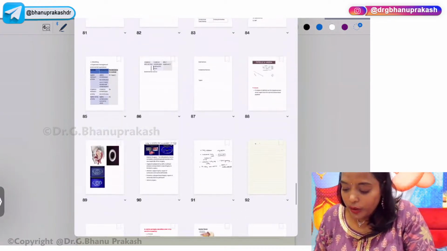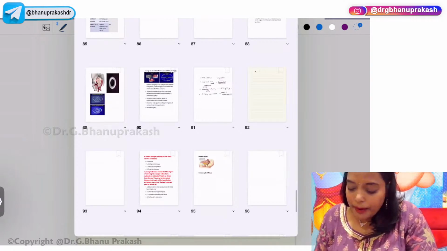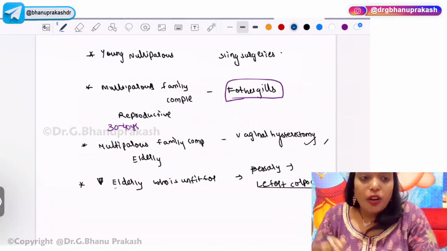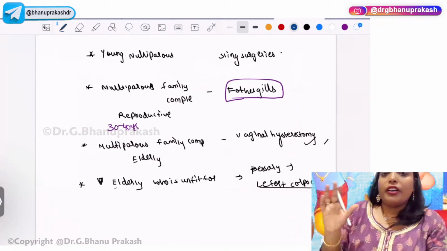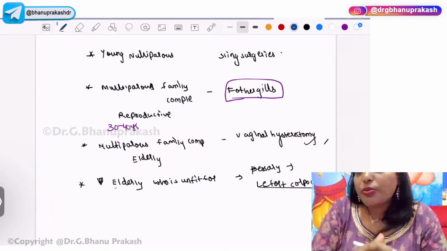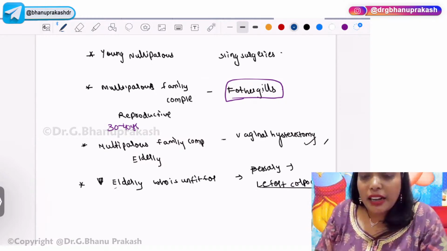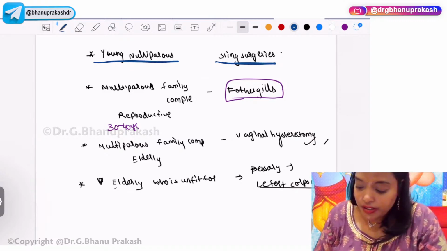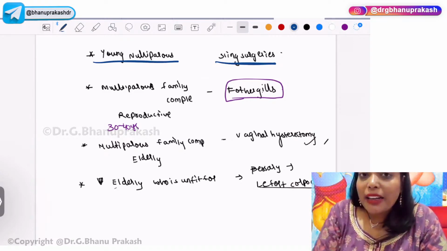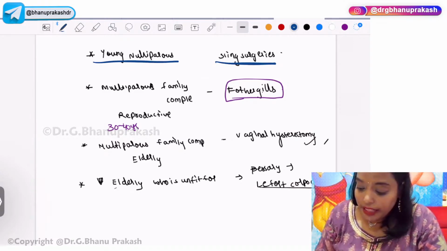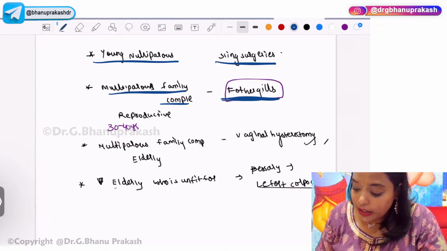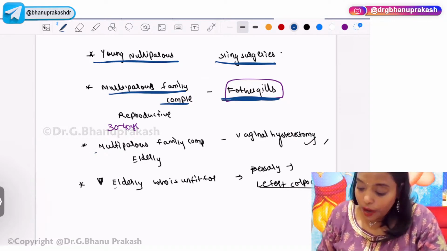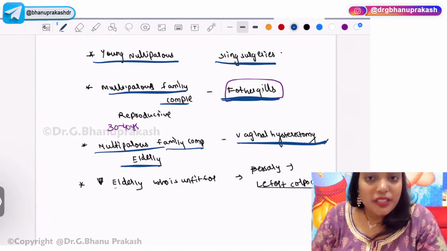So now we are going to go for prolapse. Prolapse management is also important. I'm going to give you a summary of which prolapse gets what management. If you have a young nulliparous, you will do sling surgeries. If you have multiparous and the family is complete, then you will go for Fothergill's operation. If multiparous, elderly and family complete, then you will go for vaginal hysterectomy.